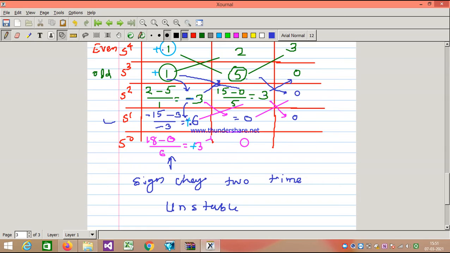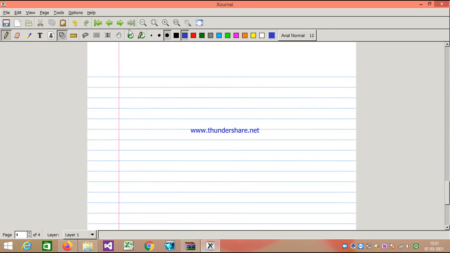Let's move on to an example based on case 2. Let's take a new example. D of s is equal to s cube plus 3s square minus 4s minus 12 equal to 0. Okay, so this is the equation.